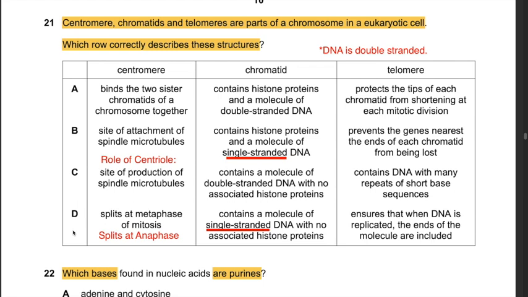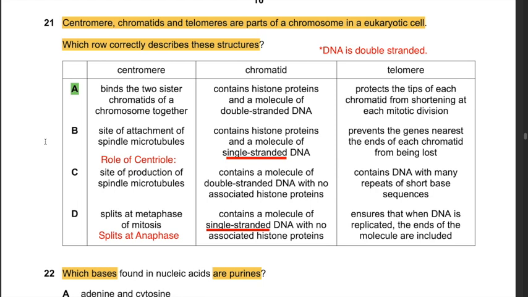Why is answer C incorrect? Well, they have mentioned site of production of spindle microtubules under centromere, whereas centromere is not the site of production of spindle microtubules but the site of attachment of the spindle microtubules. The production of spindle microtubules is done by the centriole. Hence, C is incorrect, and that leaves us with the answer being A.